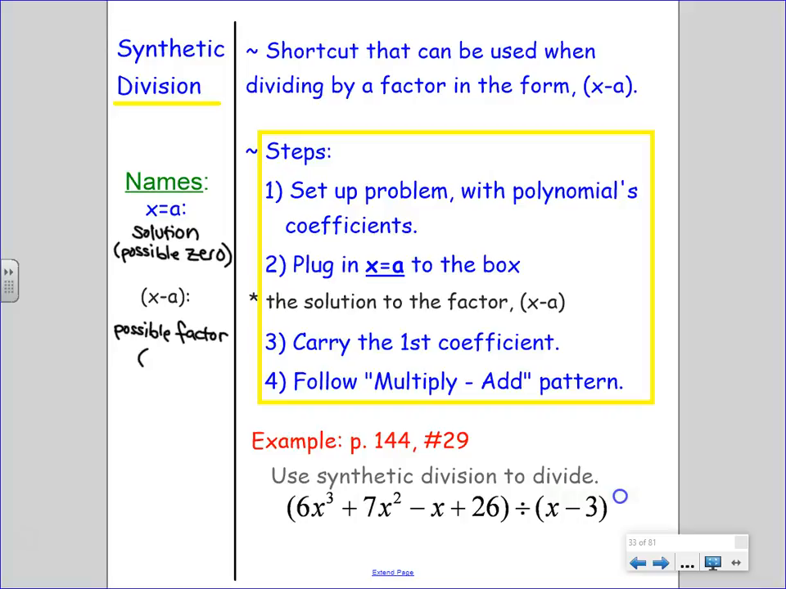And just to connect it with what we did on the page before, we would call it a divisor. It's something that we're dividing by. X minus a, we're dividing by it, and it's a possible factor. It depends on whether or not the remainder is zero as to whether or not it is an actual factor, in the sense of factoring with a polynomial.